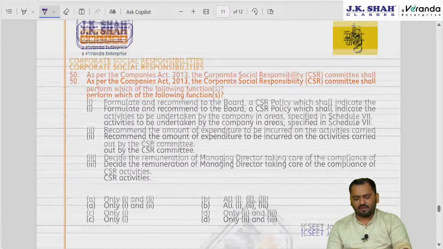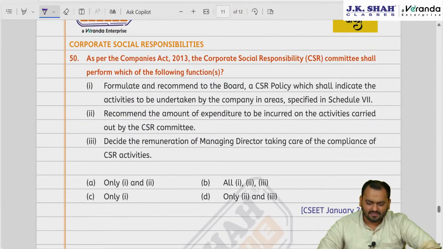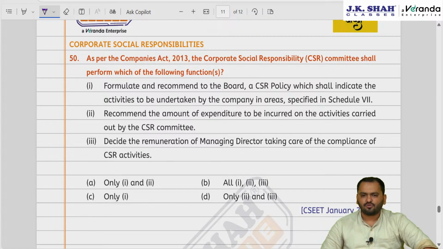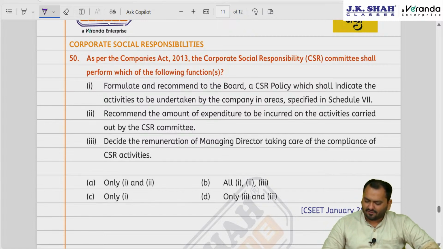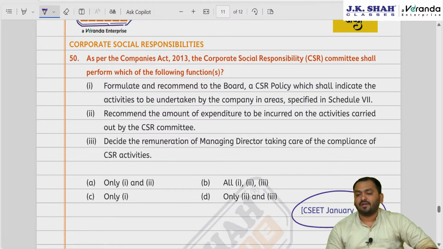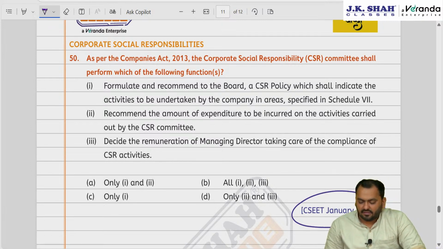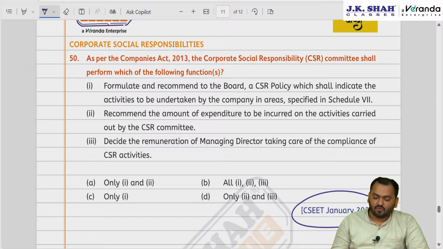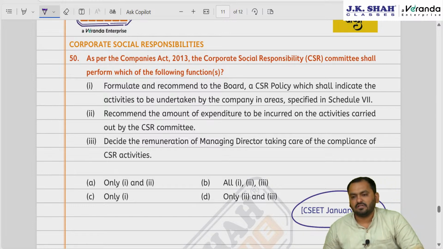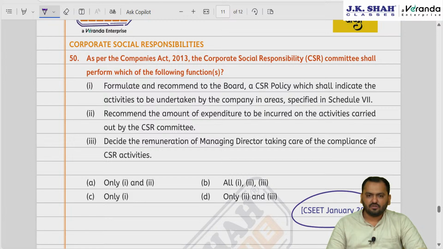And now we come to the last part of today's session, that is question number 50, the half century question. And this question has to be very special because you can see this question was asked in January 23 exam. Okay, so what is the question? As per Companies Act 2013, CSR committee shall perform which of the following functions? Which of the functions will be performed by CSR committee?